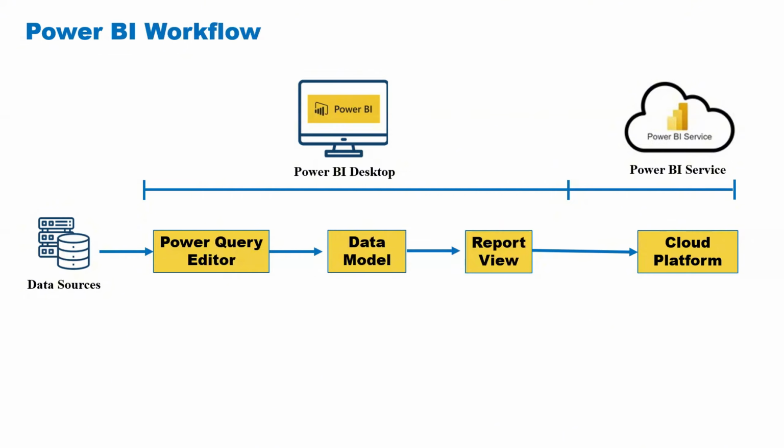Once we identify our source, we'll extract the data. This is the E in the ETL process: extract, transform, load. After extraction, the data is brought into the Power Query editor, where we perform the transformation step. That's the T in ETL. Here, we clean and reshape the data.